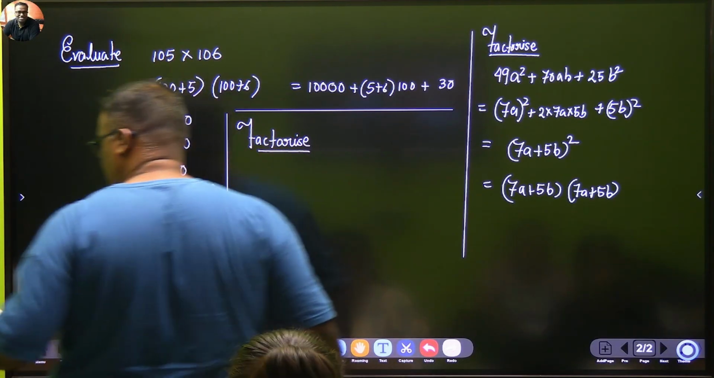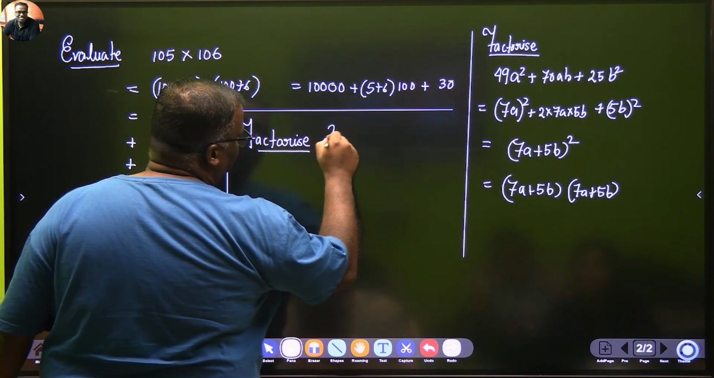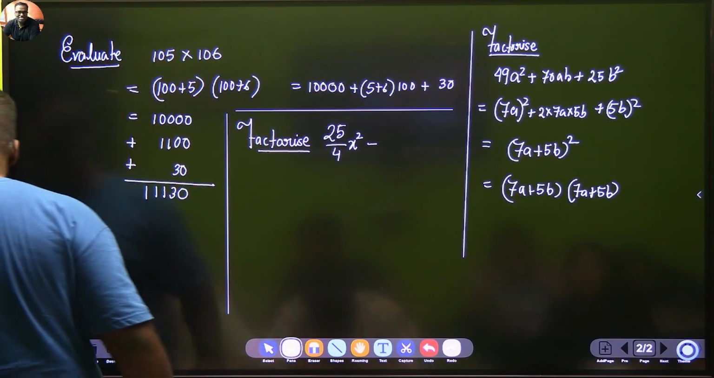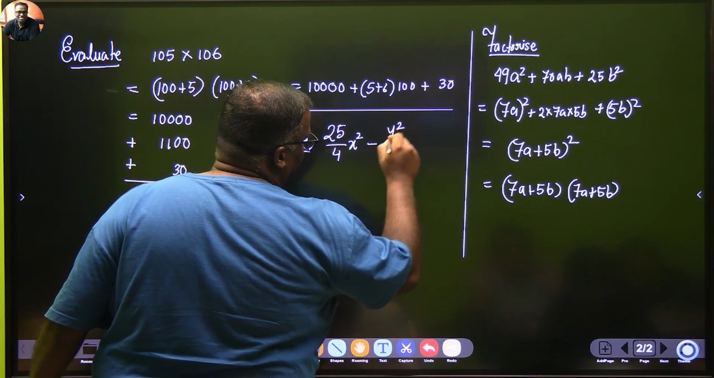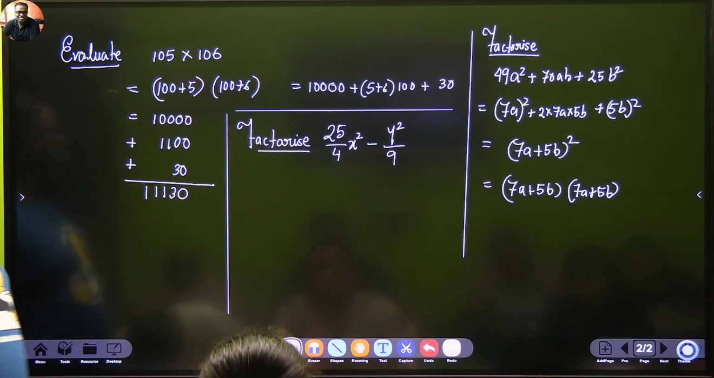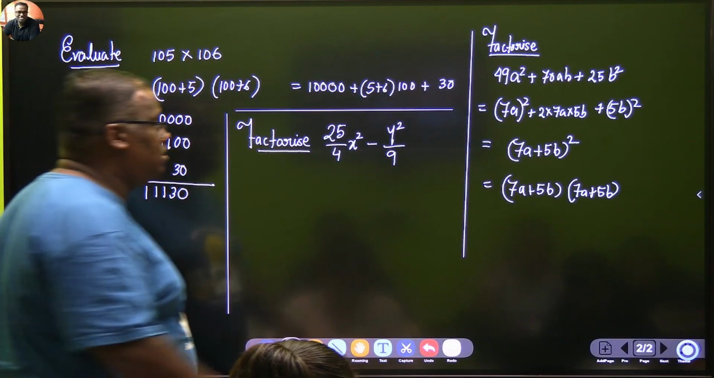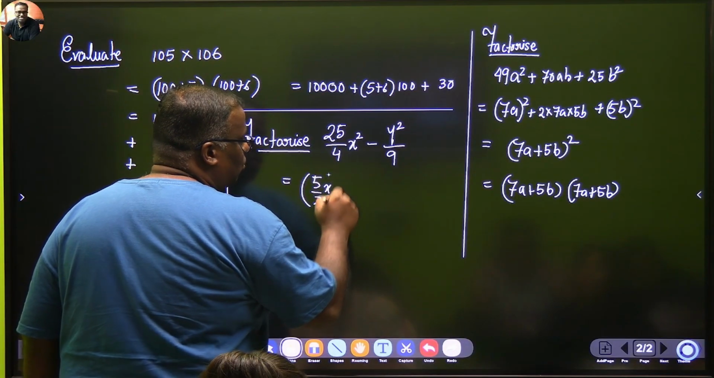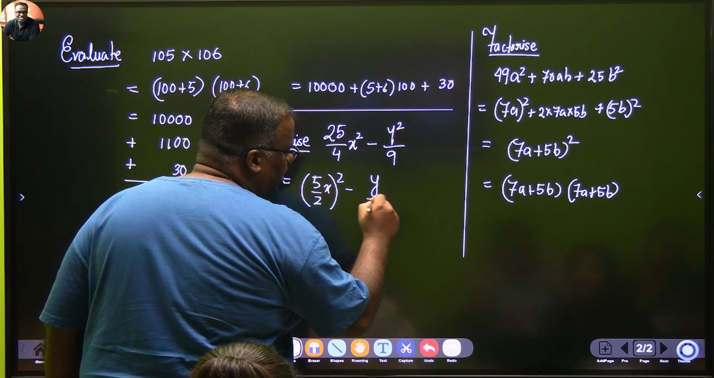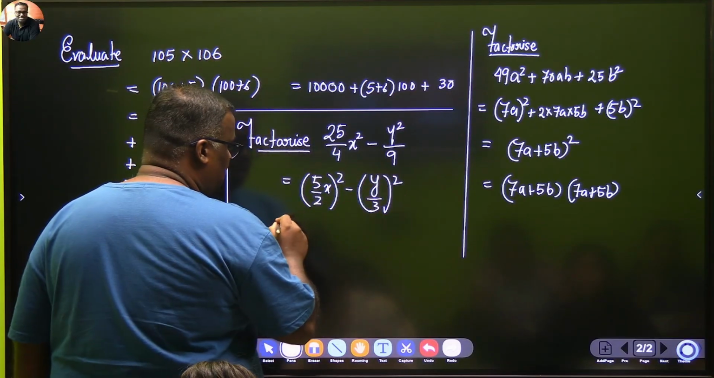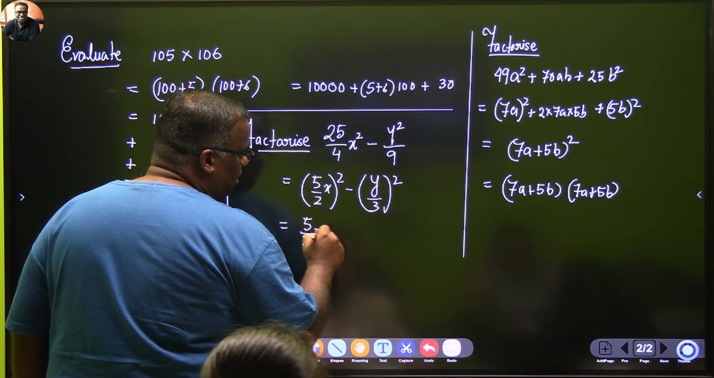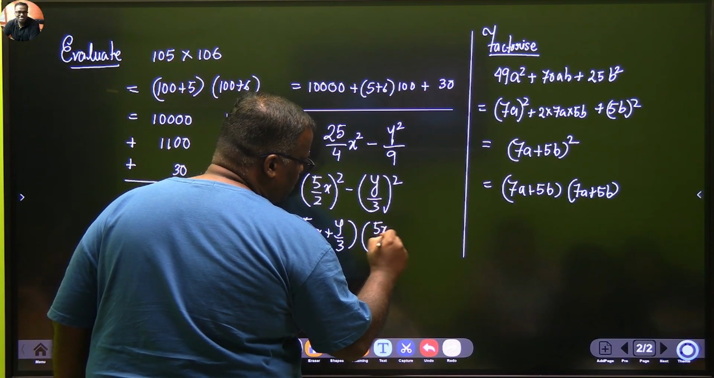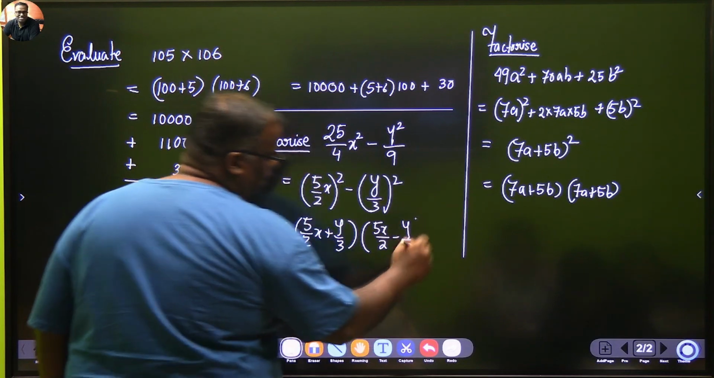फैक्टराइज आइए देखते हैं. 25 by 4 x square minus y square by 9. I am seeing 5 by 2 x whole square because this is 5 by 2 x whole square minus y by 3 whole square. A plus b into a minus b. Did you understand?